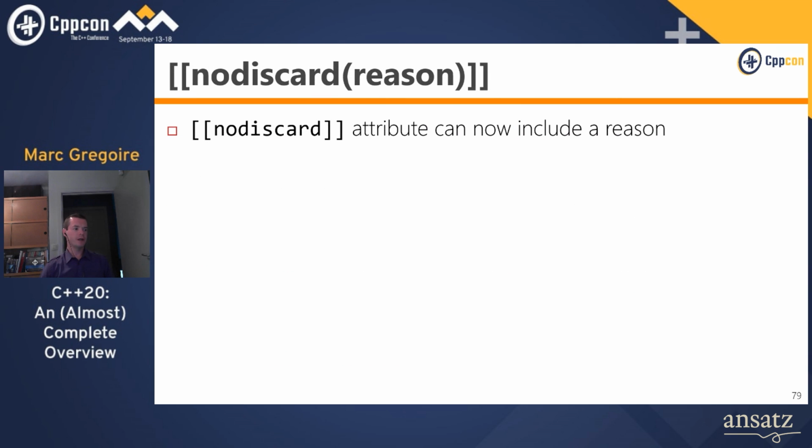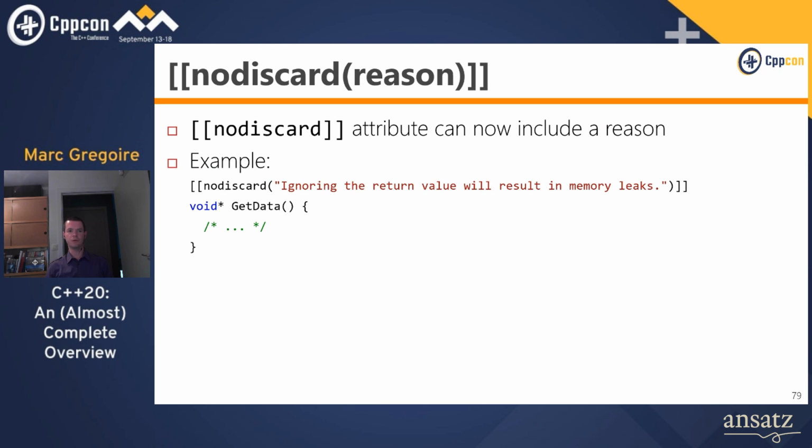The nodiscard attribute has been added in C++11, I think, but now you can include a reason in textual form. So you can say something like nodiscard, and then give a reason why you should not discard the return value of this function.